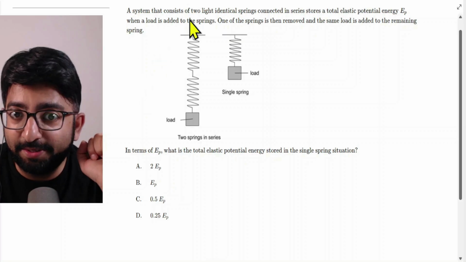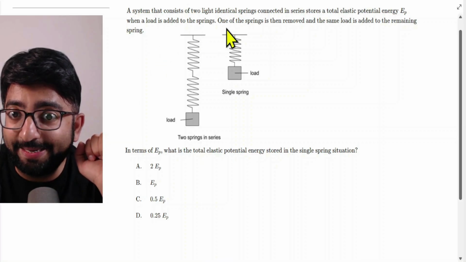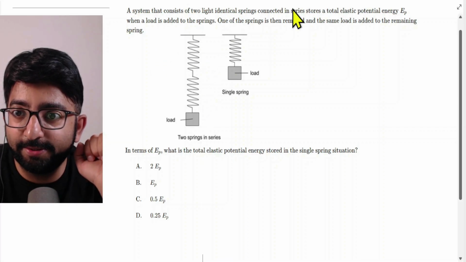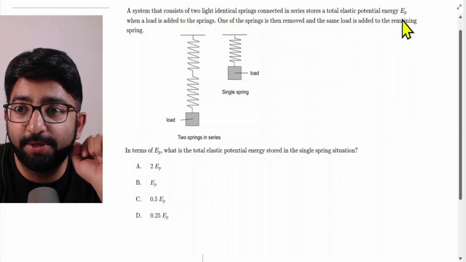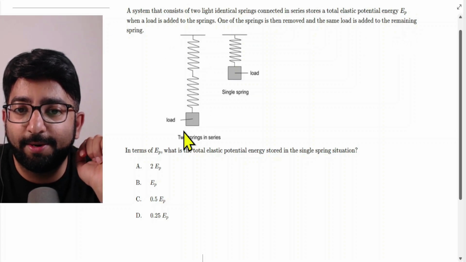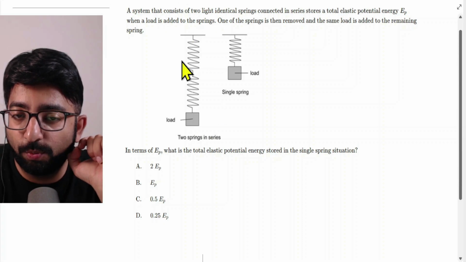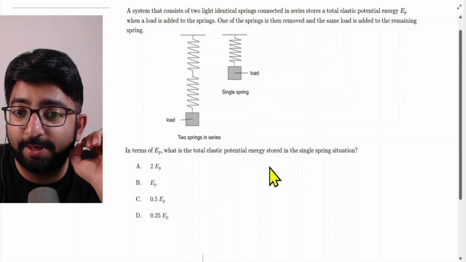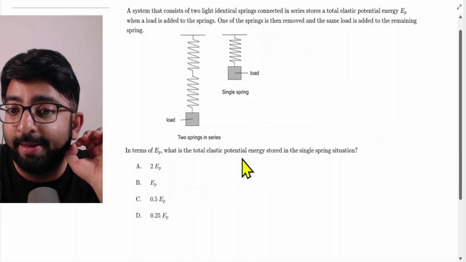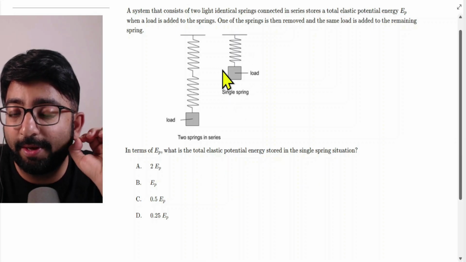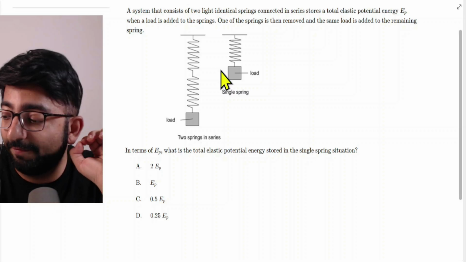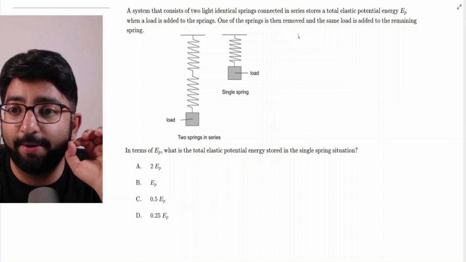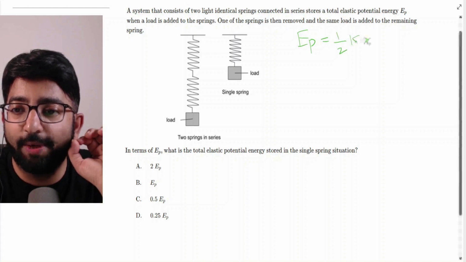So here we have a system that consists of two identical springs connected in series, and the total elastic potential energy is EP when a load is added to both the springs. This is case 1. In case 2, one of the springs is removed and the same load is attached, and we have to figure out the total energy stored in the spring in case number 2. How do we do that? We start with the basic formula for elastic potential energy, which is half into K into x square.